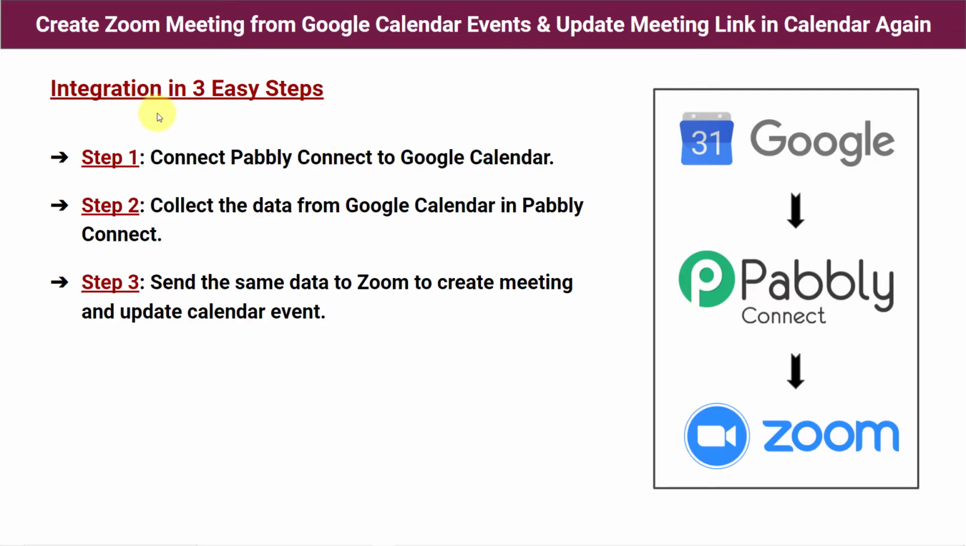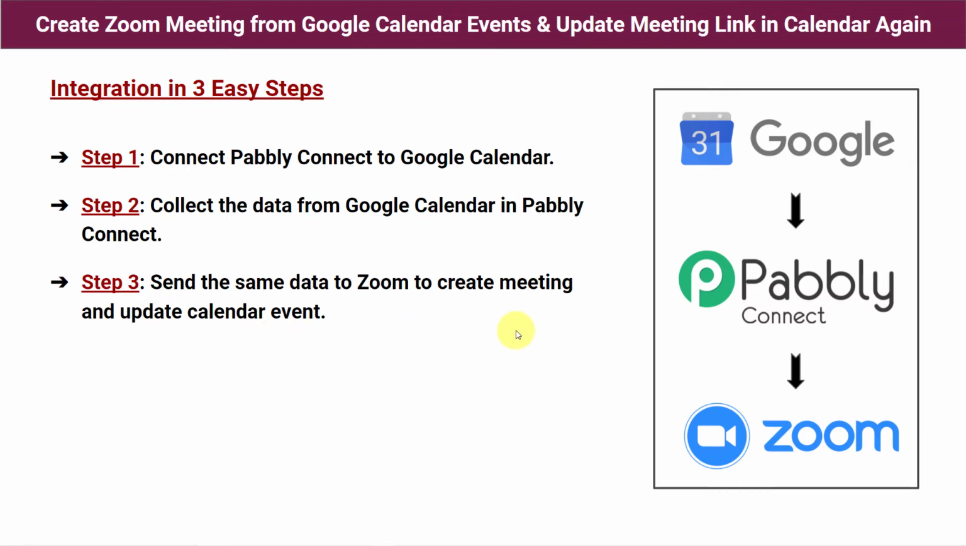These are the 3 easy steps by which you can also make this integration and create Zoom meetings from Google Calendar, right? Step 1 says connect Pabbly Connect to Google Calendar. First of all, we are going to open Pabbly Connect and connect our Google Calendar with Pabbly Connect. Step 2 says collect the data from Google Calendar in Pabbly Connect. In the second step, we'll create a new event in Google Calendar and collect the data of that event in Pabbly Connect. And step 3 says send the same data to Zoom to create a meeting and update the calendar event.